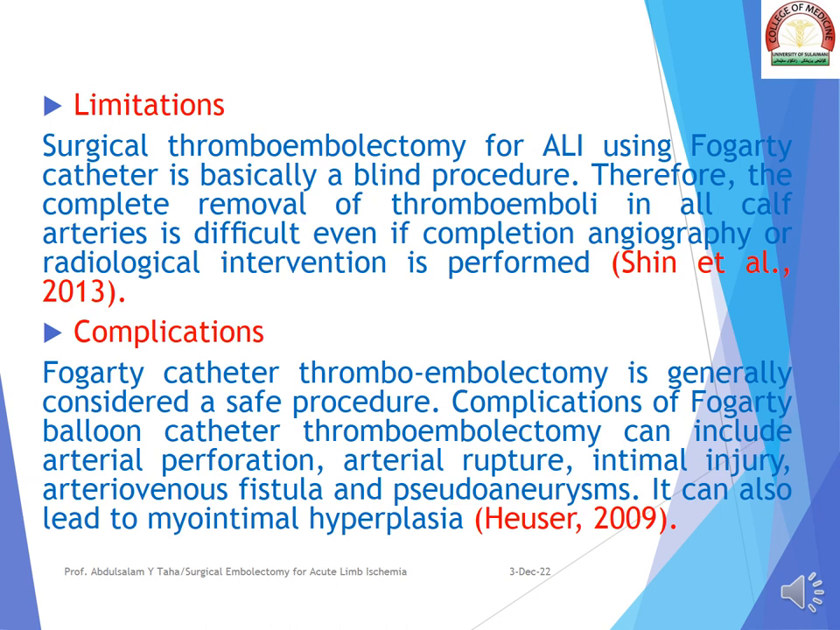Limitations. Surgical thromboembolectomy for acute limb ischemia using Fogarty catheter is basically a blind procedure. Therefore, the complete removal of thromboemboli in all calf arteries is difficult, even if completion angiography or radiological intervention is performed. Complications. Fogarty catheter thromboembolectomy is generally considered a safe procedure.